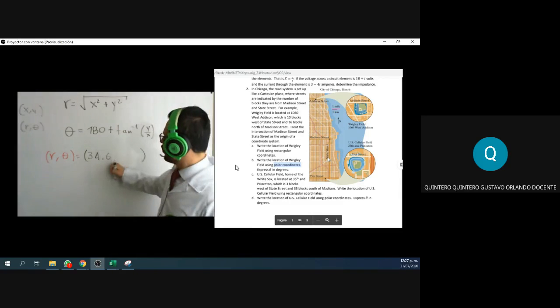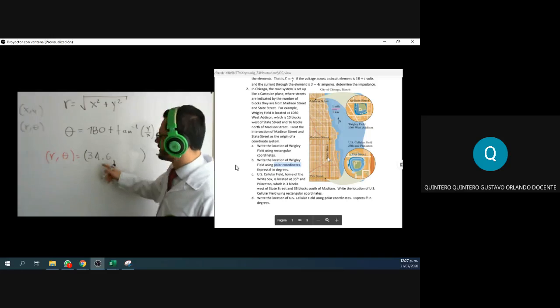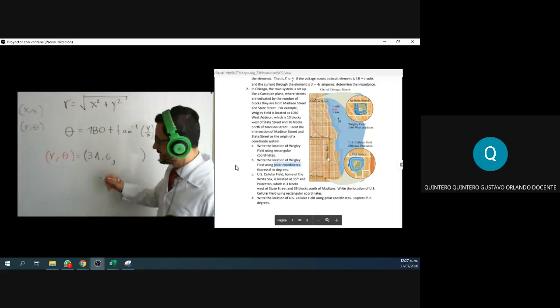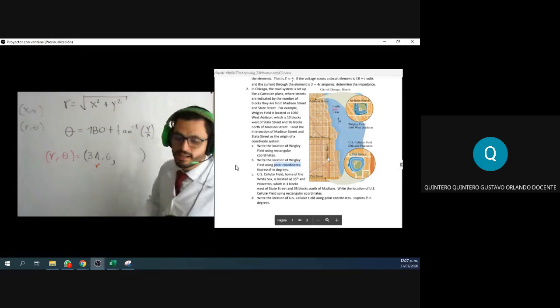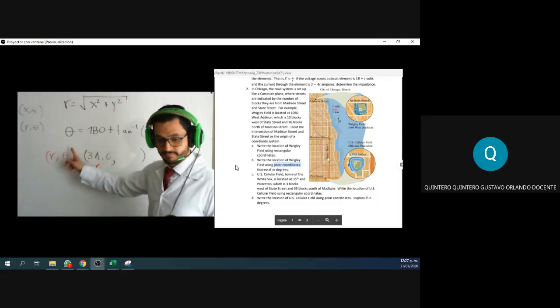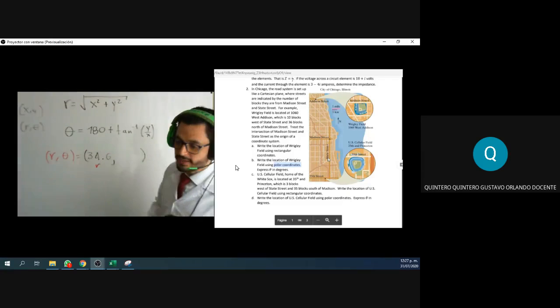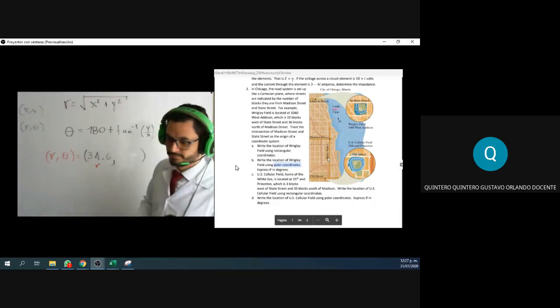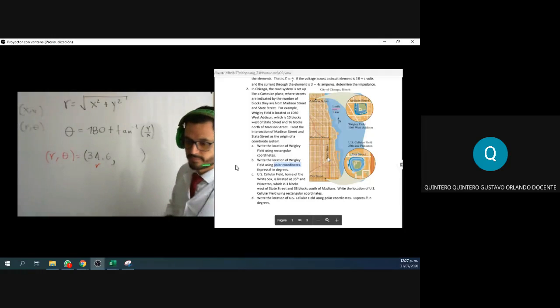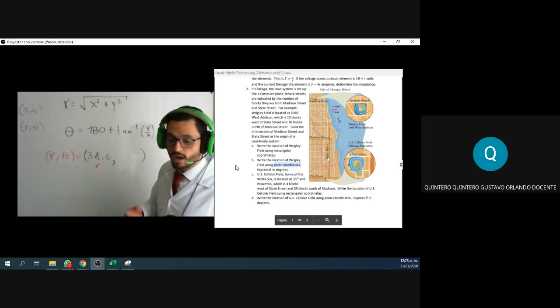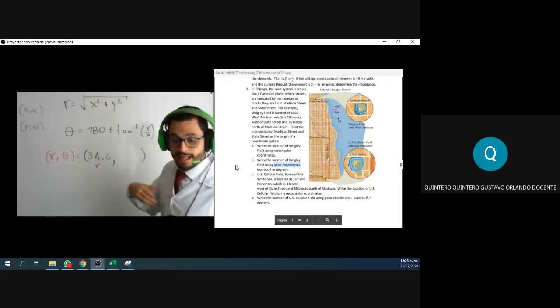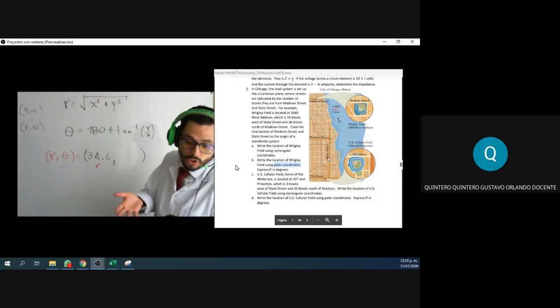Now, we have the value of R. This is the value of R, right? The distance. But what is the value of theta? Use your calculator, please tell me. In case anybody has forgotten how to use the calculator to find this tangent inverse, the inverse tangent, you can tell me. I'll show you how. All right. The idea of this is that you remember. So I'll show you.